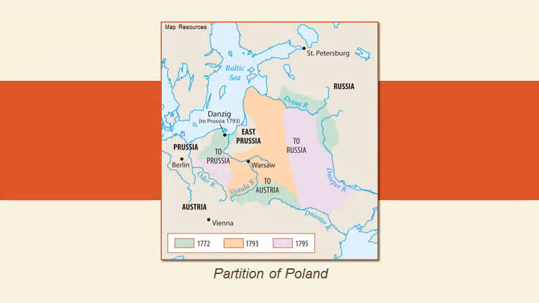So here's a picture of how this happened. You can see the outlines of the country of Poland. Warsaw is the current capital. Danzig, which has reverted to its Polish name of Gdansk now, but it had a German name, Danzig, until after World War I. So you can see how the eastern part goes to Russia, the western part goes to Prussia, and the southern part goes to Austria, the places that they most closely border.